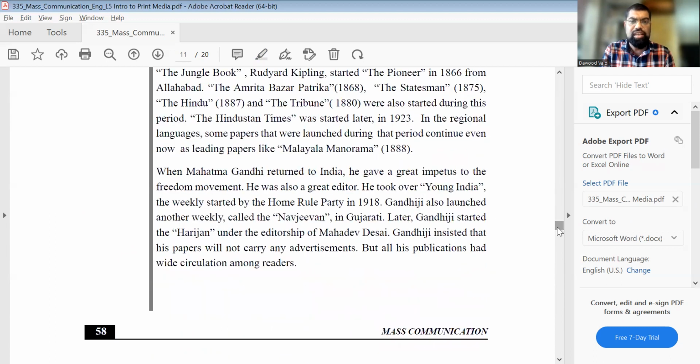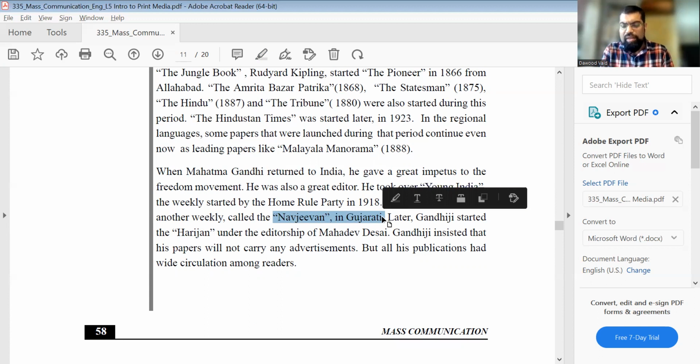Since we are talking about Gandhiji, let me quickly go down. Gandhiji started two very important newspapers. One is called the Harijan, which, of course, was for the people who were considered untouchable. He wanted to bring that up, and Gandhiji insisted that Harijan would have no advertisements. So it was all about the generosity of the people who would buy it. And then there was a Gujarati newspaper called Navjivan. Navjivan, a New Life, is the newspaper in Gujarati.